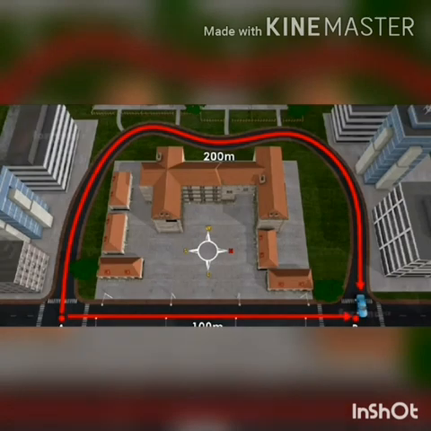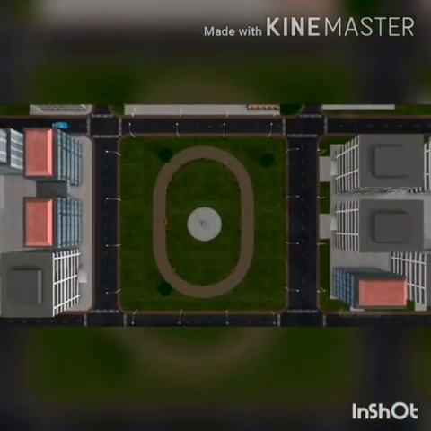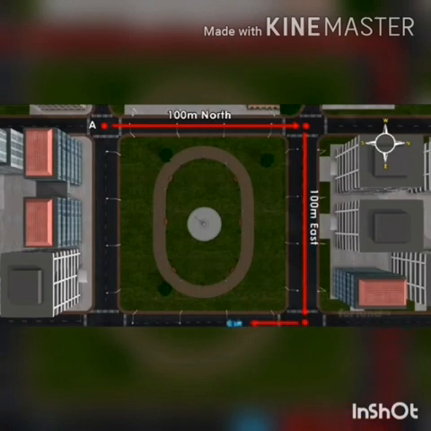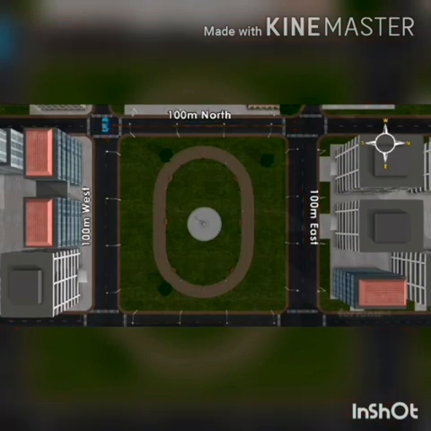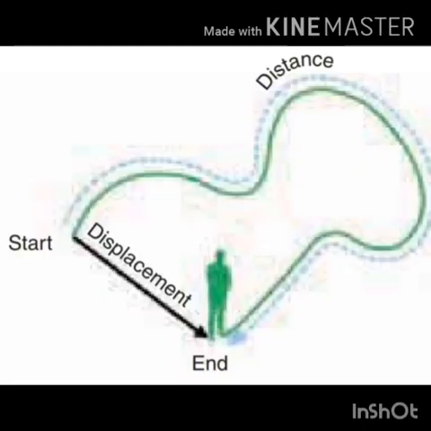Another example is a car that begins at point A, moves 100 meters north, takes a right turn and moves 100 meters east, takes a right turn and moves 100 meters south, takes a right turn and moves 100 meters west, and comes back to point A. In this case, even though the car traveled a distance of 400 meters, the displacement is 0 because the initial and final positions are the same. Therefore, the displacement is 0. The diagram shows the difference between distance and displacement.